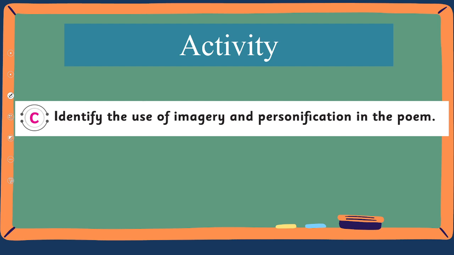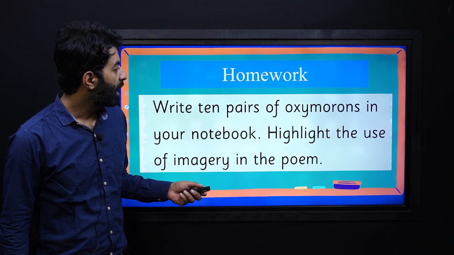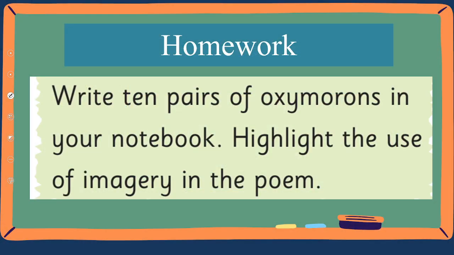This is your activity to do by pausing the video. Now, at this point of the lecture, you have to identify the use of imagery and personification in the poem Mother Earth Weeps. Now, you have to write 10 pairs of oxymorons in your notebook and highlight the use of imagery as well in the poem.